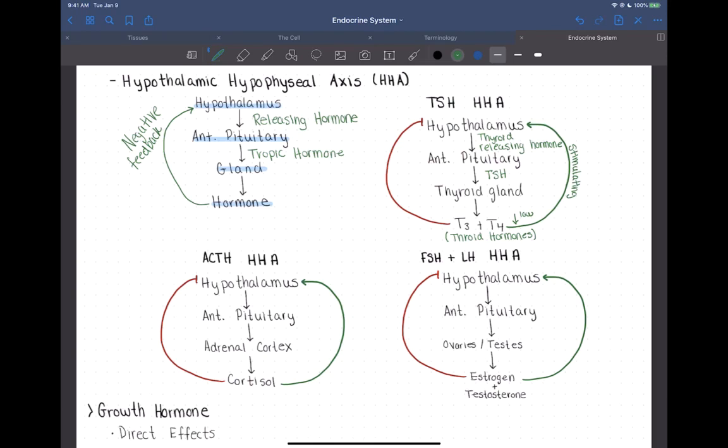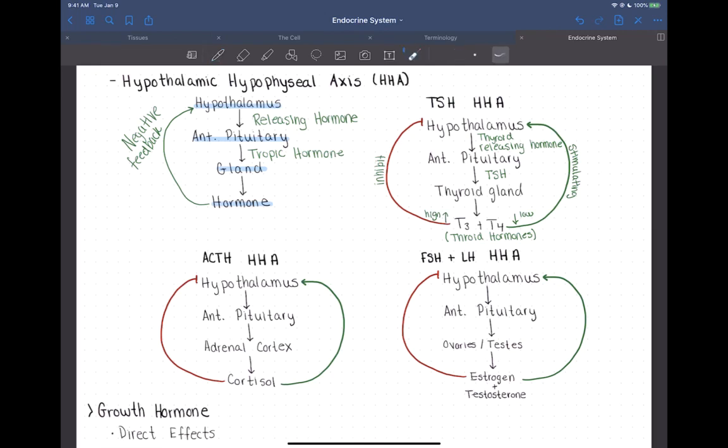Okay, and so then if levels are high, all right, then that is going to feed back to the hypothalamus, and it is going to inhibit the hypothalamus. All right, it's going to say we don't need more thyroid hormone. You can stop secreting that releasing hormone, and so on. Okay, so that's our negative feedback. All right, and so that's the thyroid stimulating hormone.